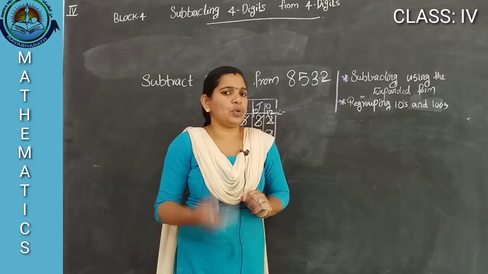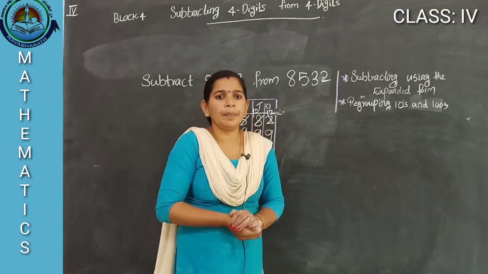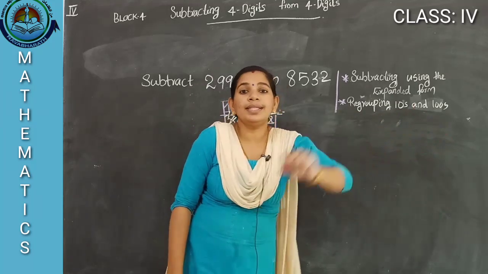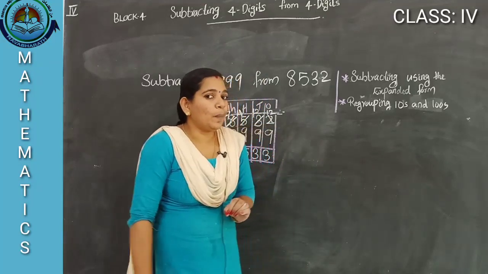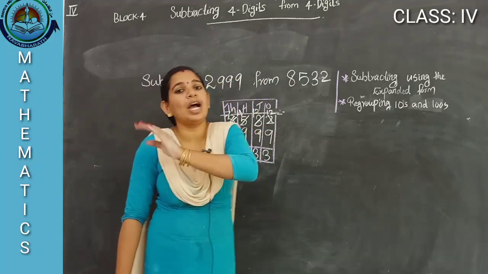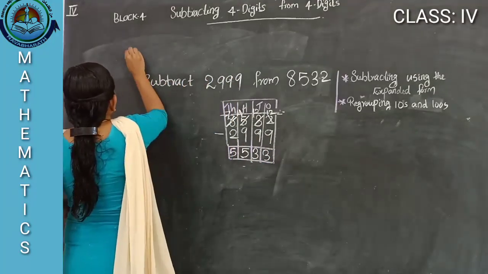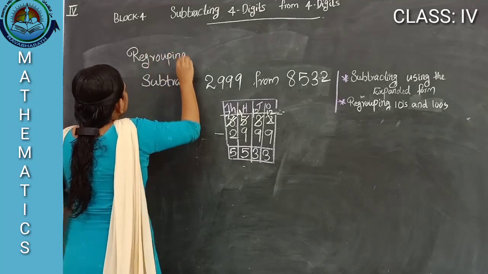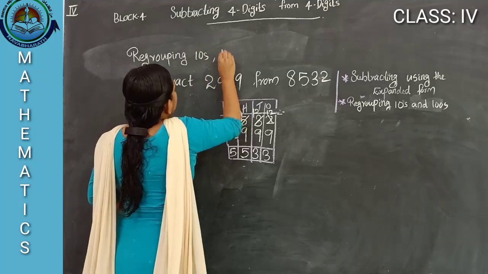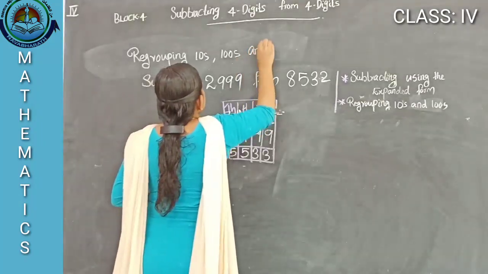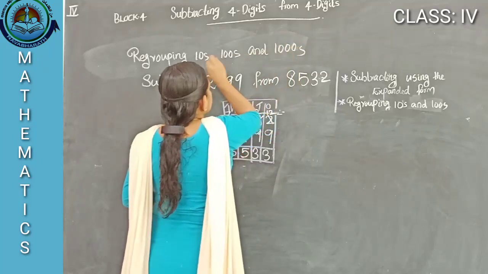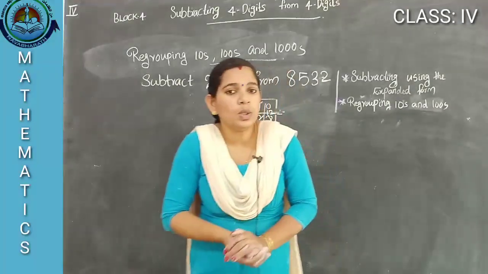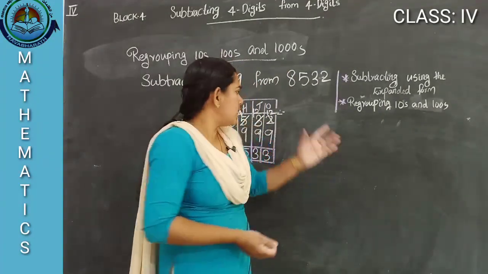So what is today's topic? Anyone can say? Yes, regrouping tens, hundreds and thousands. So write down the heading: Regrouping tens, hundreds and thousands. Today our aim is regrouping tens, hundreds and thousands. Now do you understand how to do this?